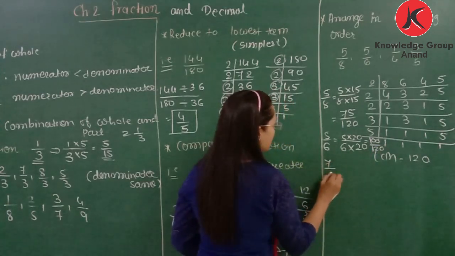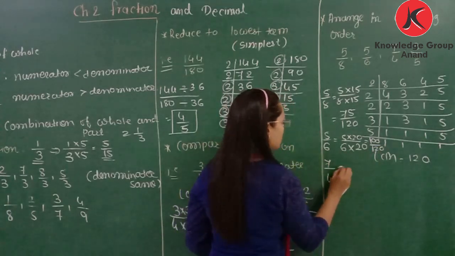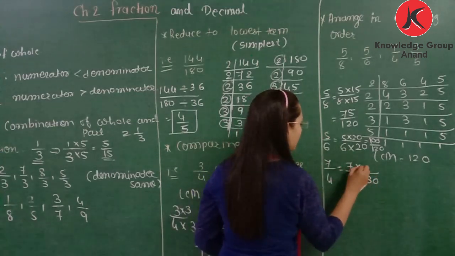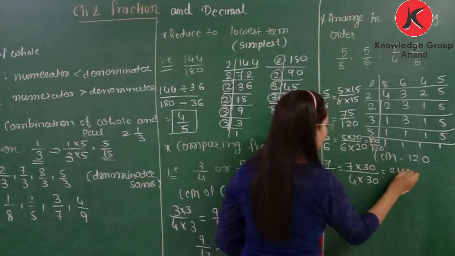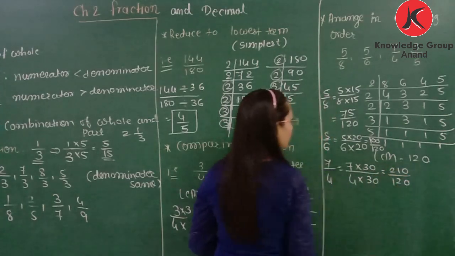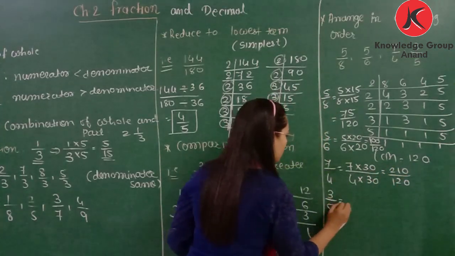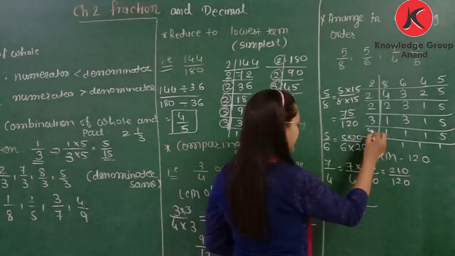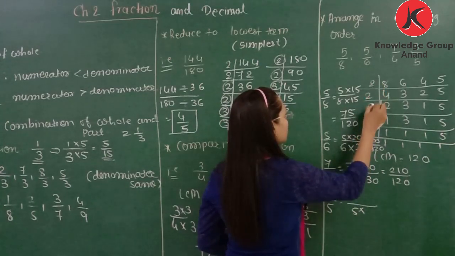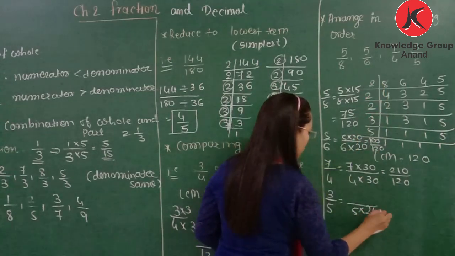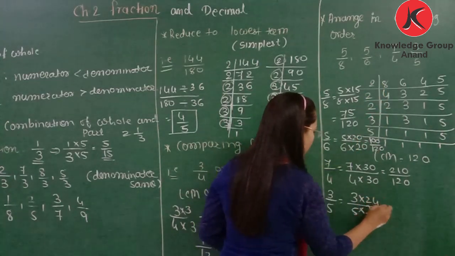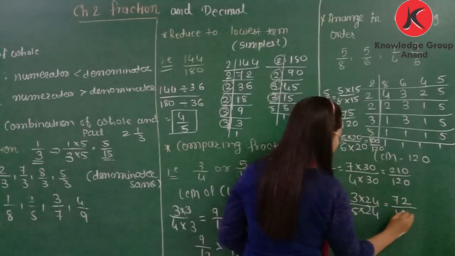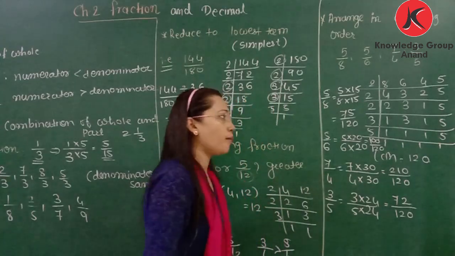Then 7 by 4. So 4 is multiplied with 30. So the same number we multiply in the numerator. So it is 210 by 120. And 3 by 5. So to get 120 from 5 we should multiply with 24. So 3 is also multiplied with 24. 72 by 120.